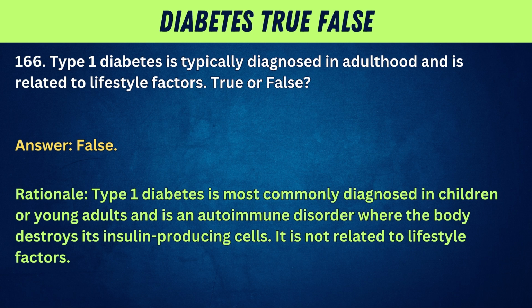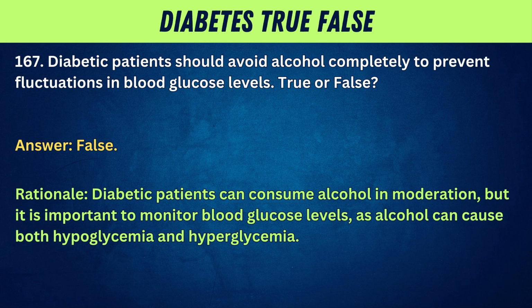Rationale: type 1 diabetes is most commonly diagnosed in children or young adults and is an autoimmune disorder where the body destroys its insulin-producing cells. It is not related to lifestyle factors. 167. Diabetic patients should avoid alcohol completely to prevent fluctuations in blood glucose levels. True or false? Answer: false.